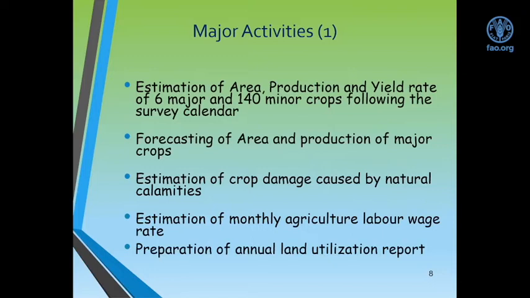Our major activities are estimation of area, production, and yield of six major crops and 140 minor crops following the survey calendar. Now we are revising the survey calendar. Then forecasting of the area and production of the major crops, estimation of crop damage caused by natural calamity, estimation of monthly agriculture labor, and preparation of the annual land utilization report.